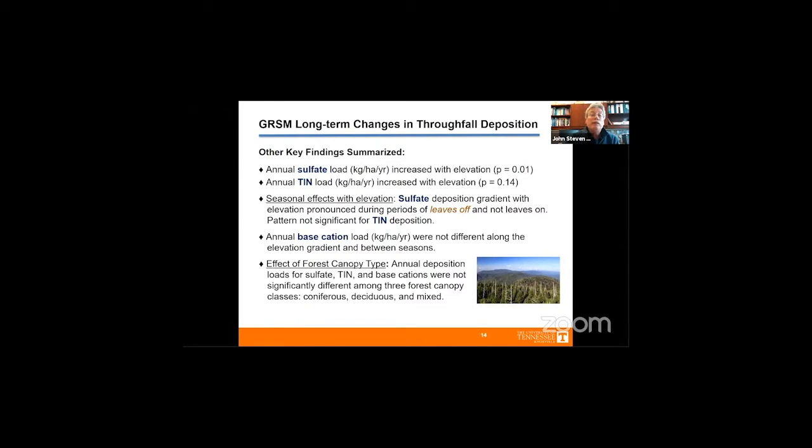In contrast, which is helpful for us to understand the overall chemistry, the base cation load wasn't significantly different along an elevation gradient or seasons for that matter. And then we did some statistics on the forest canopy type, and we've classified it into three types: conifer, deciduous, and mixed. We didn't see a difference among these different canopy types with the annual deposition.